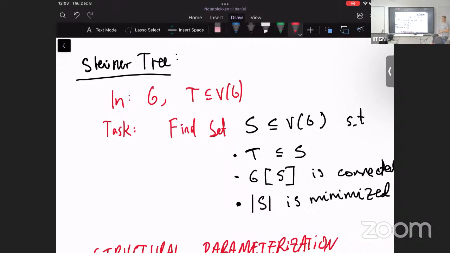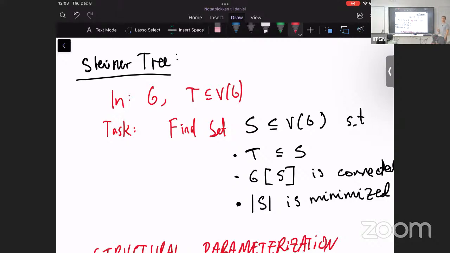I give you a graph G and a subset T of the vertices that I call the terminals. In a spanning tree, you just want to connect all of the graph together. In a Steiner tree, you just want to connect the terminals together. In a spanning tree, you buy edges. Today in Steiner tree, we're going to buy vertices. So you can buy non-terminal vertices.